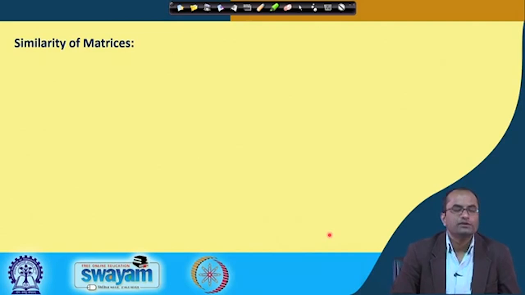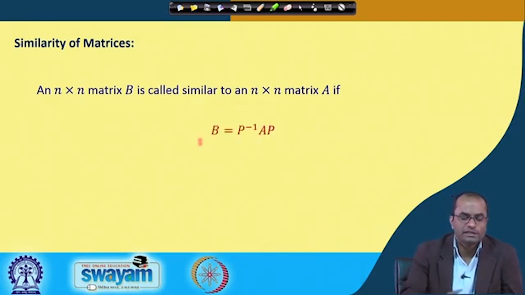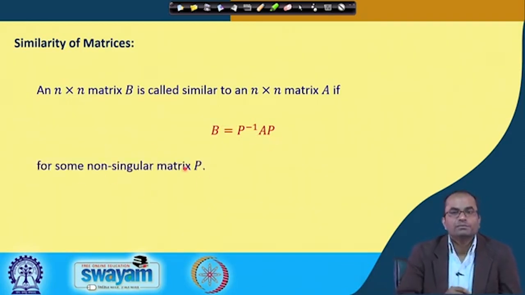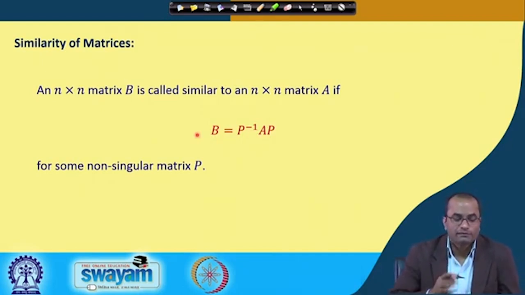There is a concept here, the similarity of matrices, which we will introduce here, and we will continue further discussion in the next lecture. So, an n cross n matrix B is called similar to an n cross n matrix A if we have B is equal to P inverse A P, for some non-singular matrix P, therefore P inverse makes sense. If we have this relation between the matrices A and B, that P inverse A P gives the other matrix B, then we call B similar to the matrix A, or A similar to the matrix B.